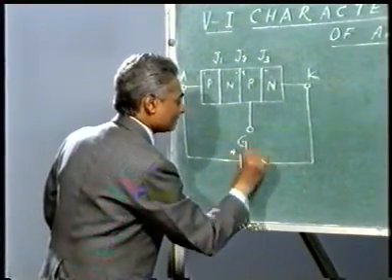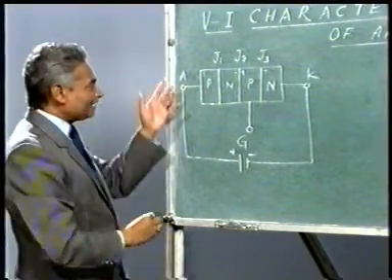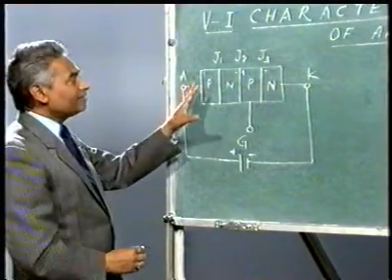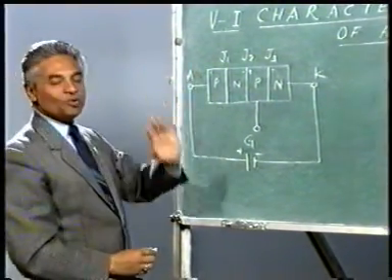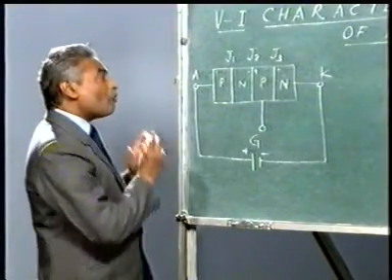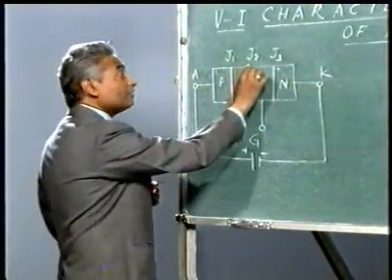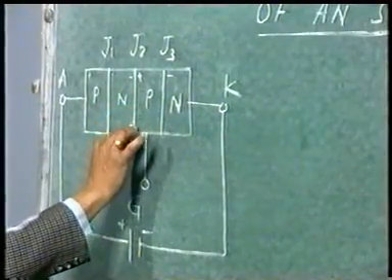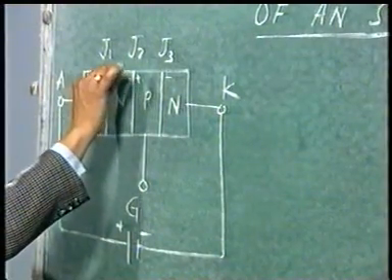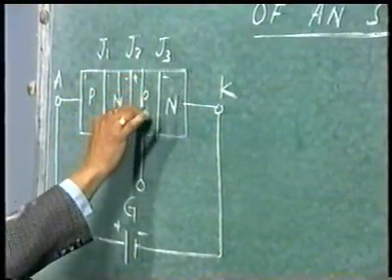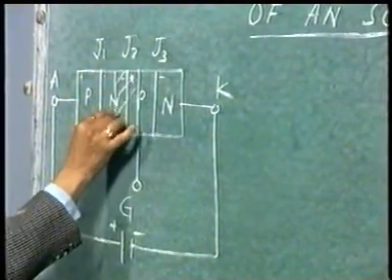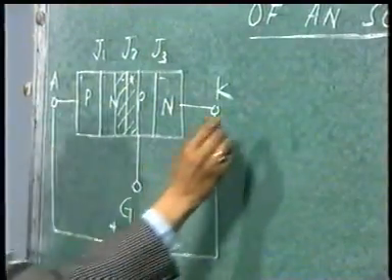Again I will come back to the forward bias condition and let us see what happens. It is said that this is not going to conduct. Now why does it not conduct? It is because of this J2 which is reverse biased. What is happening here is, across this J2 a layer is being formed and this layer is known as the depletion layer.